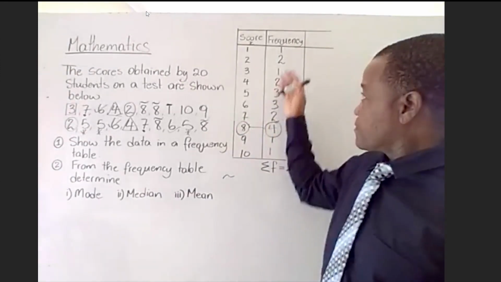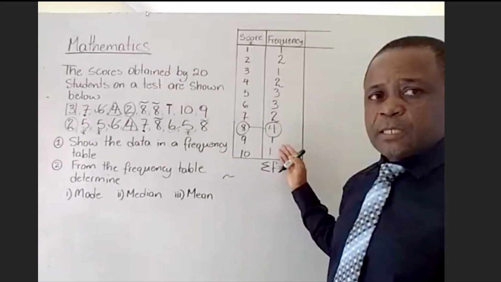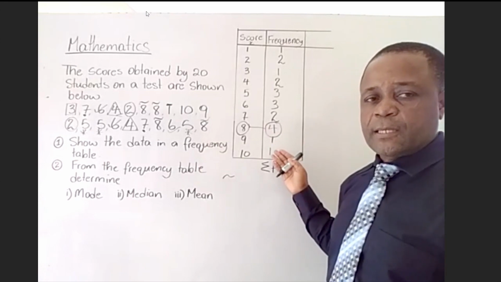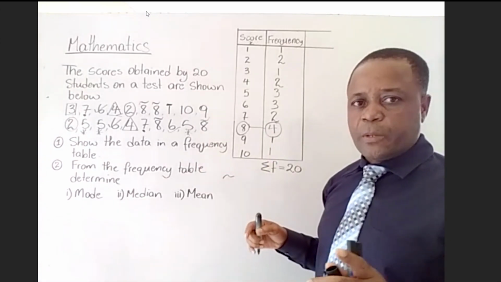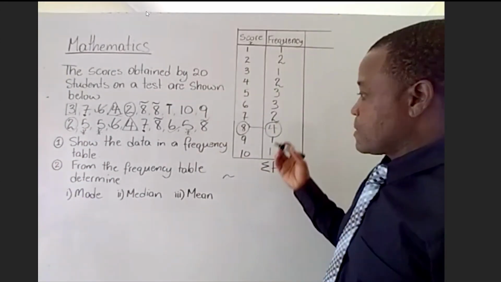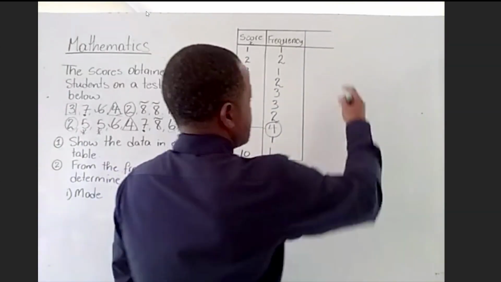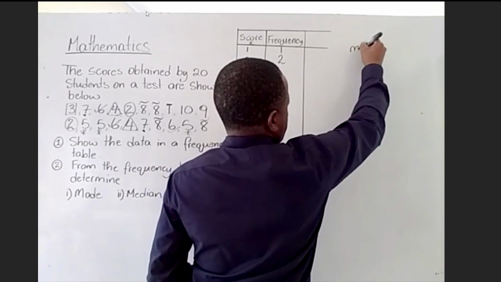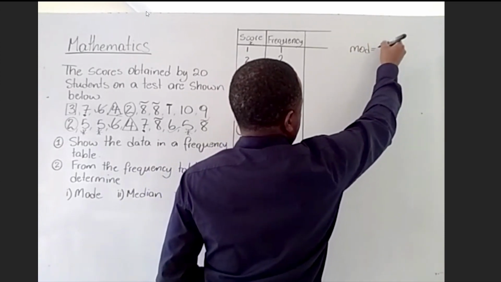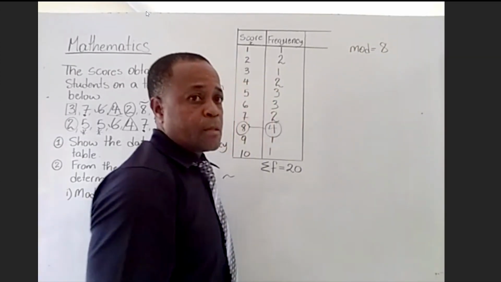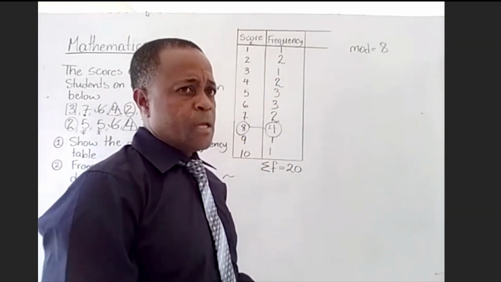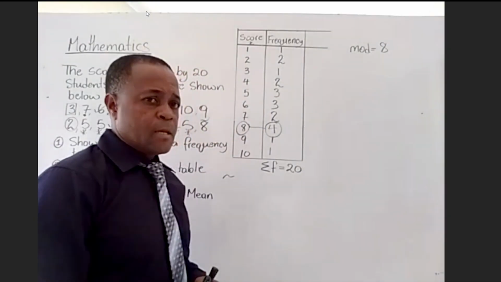So that's very, very easy. Look for the highest frequency and the score that corresponds to the highest frequency, then that would have been your mode. So we can write that down. Let's go here. The mode is equal to 8. All right, so that was pretty easy.